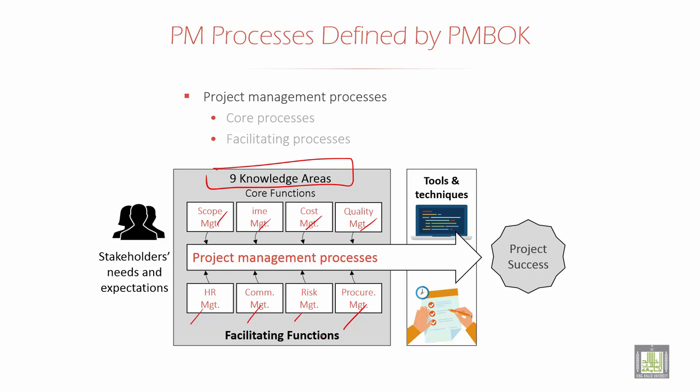For example, what is scope management? Scope management deals with outputs, outcomes, and benefits. The benefits are identified, defined, and controlled. This is scope management.